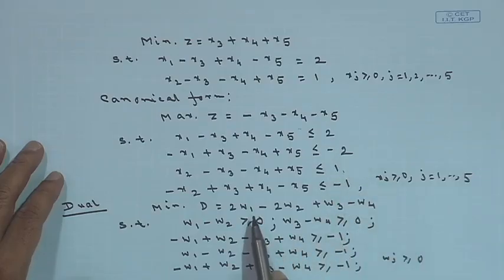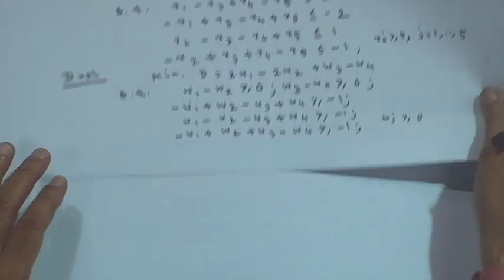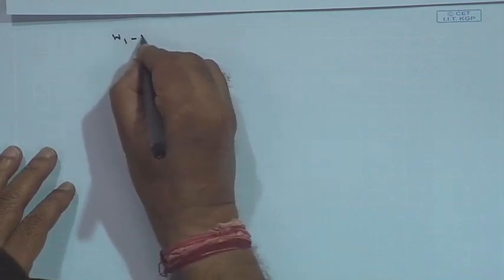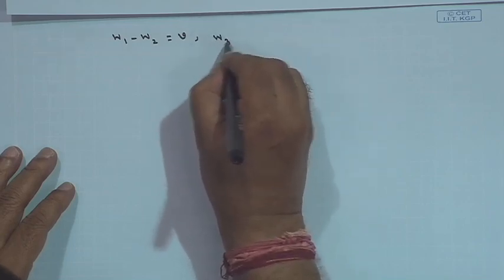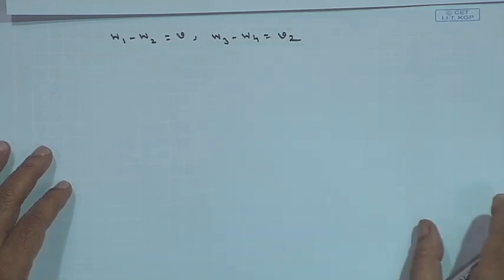In the dual, how many variables there will be depends on how many constraints we have in the original problem. For this particular case, I had 4 constraints, therefore there will be 4 variables, and I have written the dual. In this problem, I can assume that W1 minus W2 equals V1, and W3 minus W4 equals, say, V2. I can assume this thing.